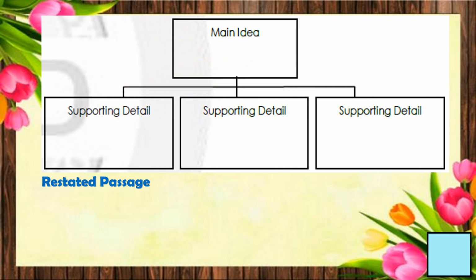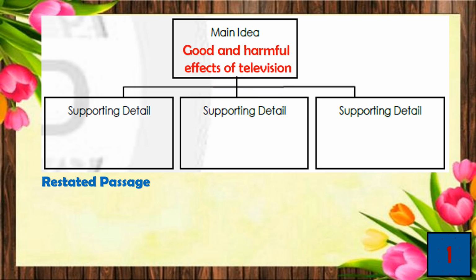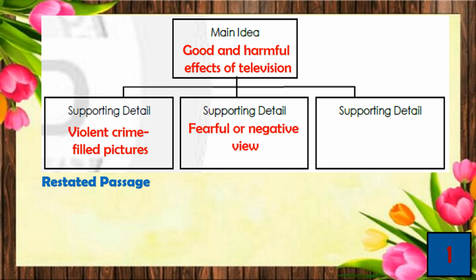And here is the organizer. So we have the main idea and 3 supporting details. Okay, what is the main idea? So, good and harmful effects of television. And the first supporting detail, we have violent crime-filled pictures. And the second supporting detail, fearful or negative view. And the last supporting detail, feeling of dissatisfaction.